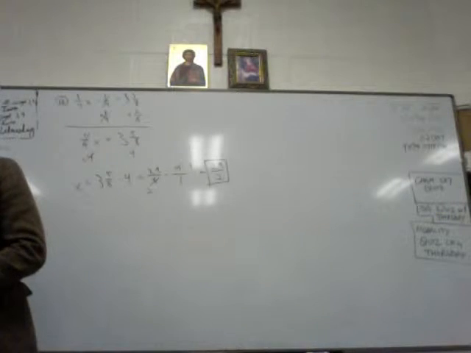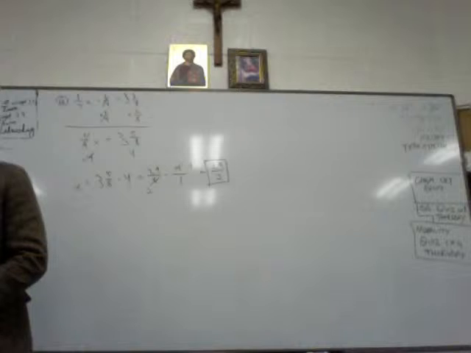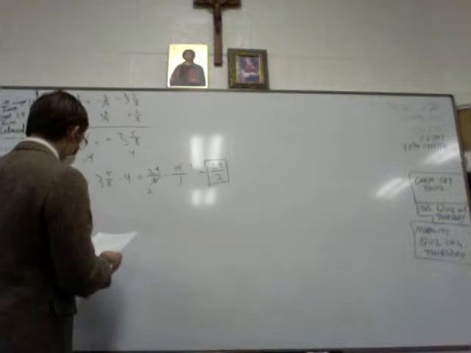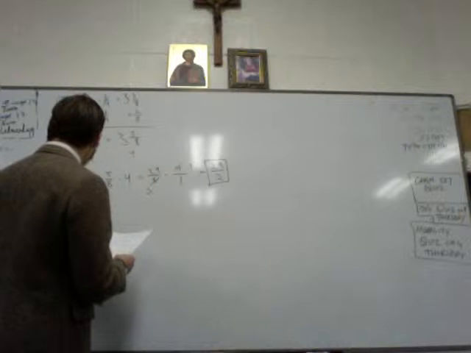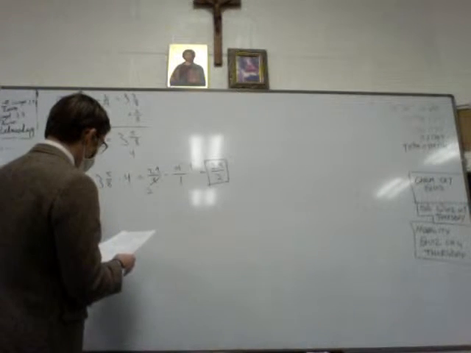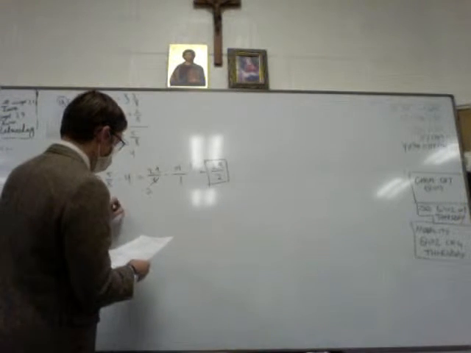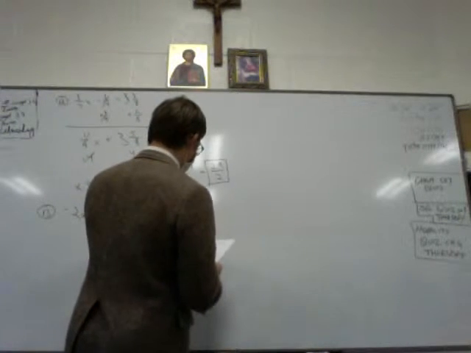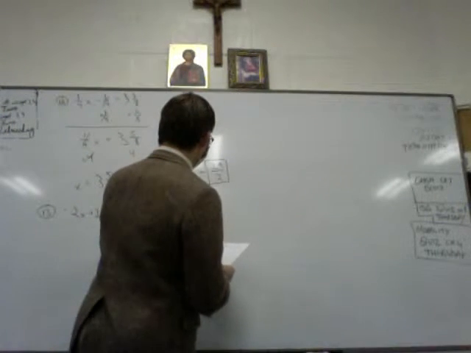13 is the next one that I want to go over. I think there was just some confusion because there are so many terms in 13 that some of you guys got a little bit lost. We've got negative 2x plus 2 plus x minus 5 equals 1 minus 2x minus x plus 5.